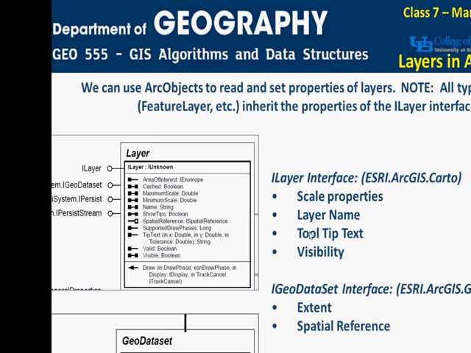The other property on IGeoDataset that comes in handy is the spatial reference. You can use this to get a layer's map projection. It returns a SpatialReference, which I think we do talk about using right near the end of the course. How you can use this to figure out what map projection the data is projected into.